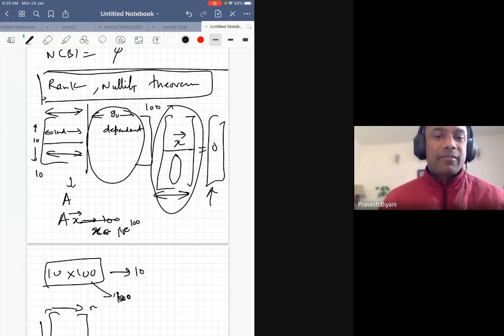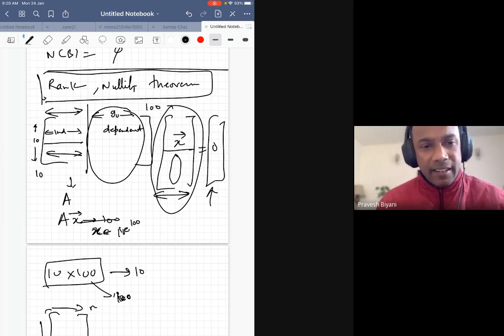It's not 100. Right? The size of every vector of the column space is not 100. The size of every vector of the column space is 10. So this is something that you should really understand very well. Okay?